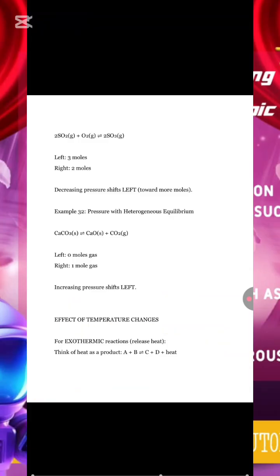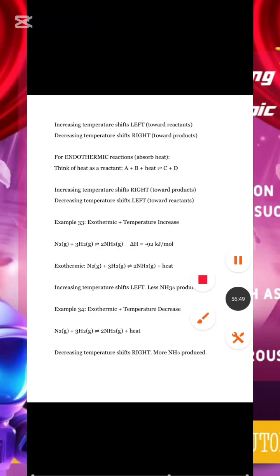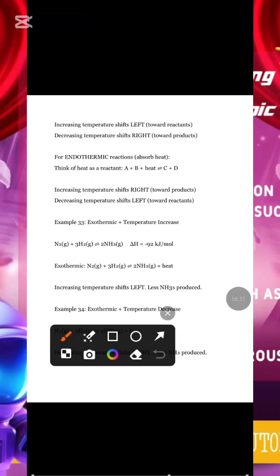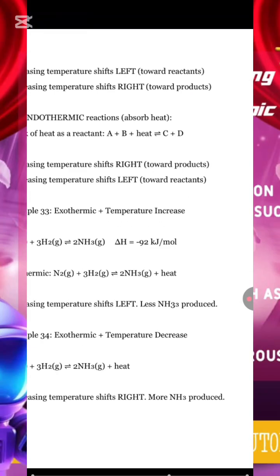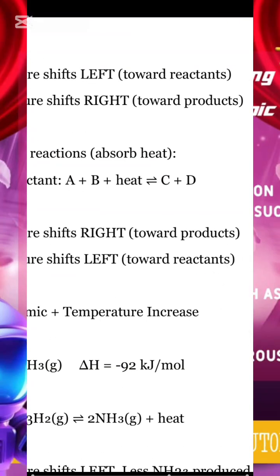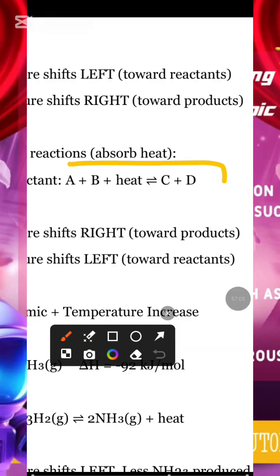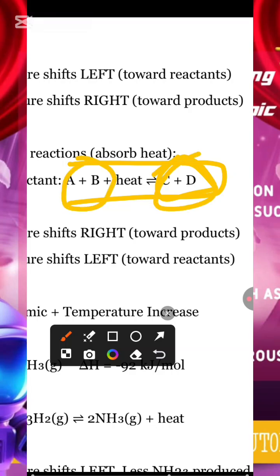Now let's go over to the next slide. Take note that when I say forward reaction, this is what I mean. Observe this particular reaction right here. If A plus B gives you C plus D, that's forward, the reactants giving the products. Meanwhile, if the products combine again to form the reactants, that's called the reverse or backward reaction.